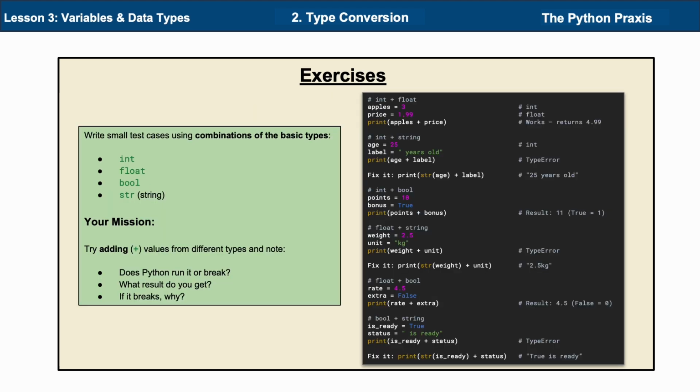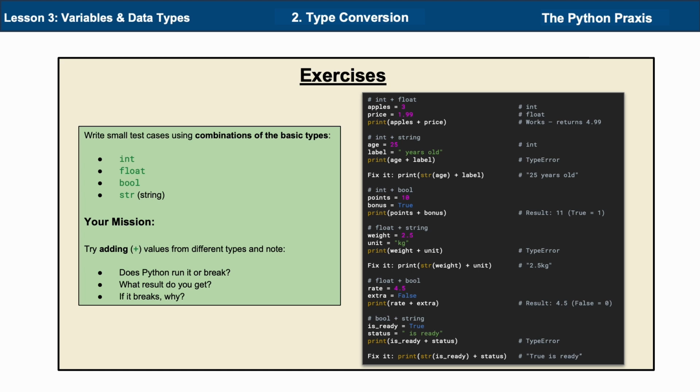Try mixing basic types like integers, floats, strings, and booleans. Check: does Python run it or break? What's the result? Why might it break? For example, combining apples 3 and price 1.99 works, but combining age 25 and label "years old" needs a conversion. Combining points 10 and bonus equals True, which is an integer and a boolean, works also because True is 1. But combining weight 2.5 and unit "kilos" gives a type error and needs conversion. By adding the str function to weight, we fix it.